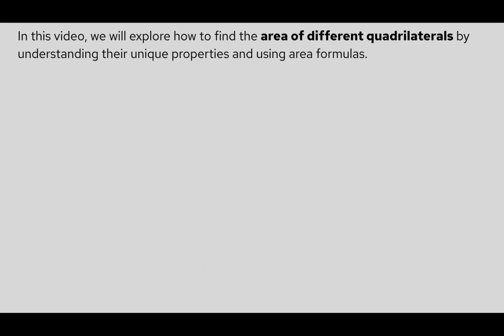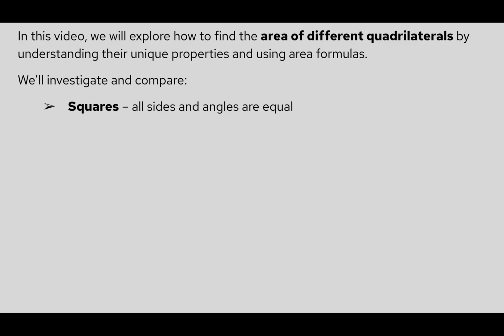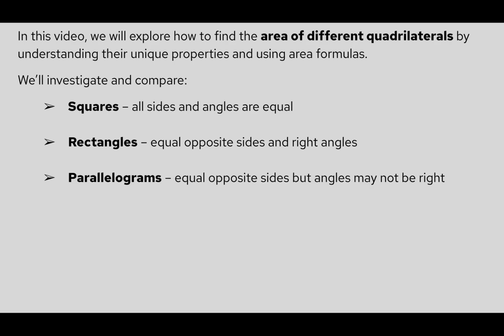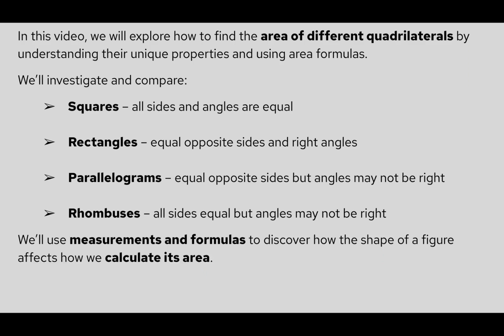So in this video, we will explore how to find the area of different quadrilaterals by understanding their unique properties and using area formulas. We'll investigate and compare squares, where all sides and angles are equal, rectangles, with equal opposite sides and right angles, parallelograms that have equal opposite sides, but the angles may not be right, and the rhombuses, where all sides are equal, but again, the angles may not be right angles. We'll use measurements and formulas to discover how the shape of a figure affects how we calculate its area. So let's dive in and make sense of area, one shape at a time.